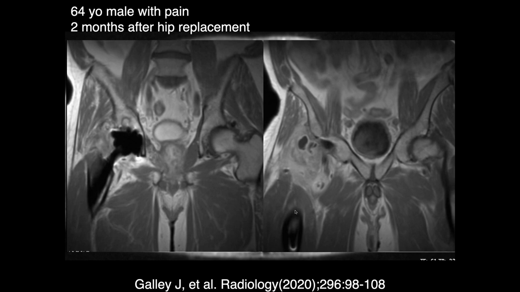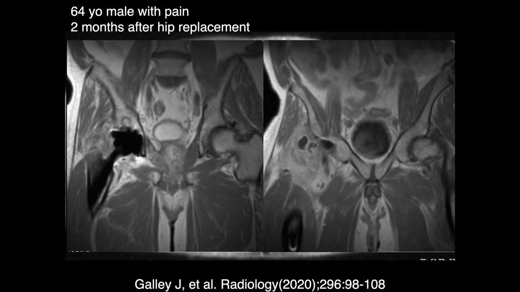If it was robotic surgery... but the loosening is something you have to worry about. Yeah, that was on that other slide. Because it's a susceptibility artifact, you try to look for fluid along the edges of the prosthesis.